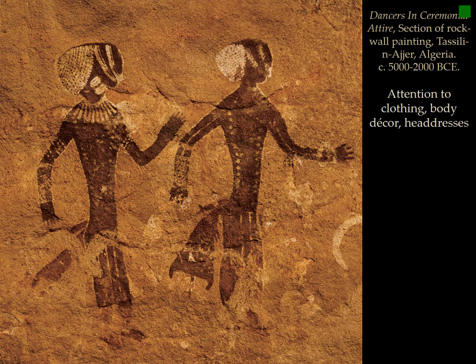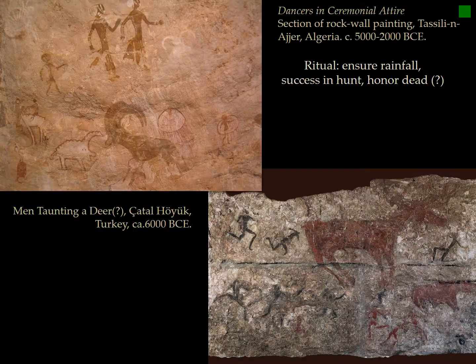Here, the dancers in ceremonial attire, a section of rock wall painting from around 5,000 to 2,000 BCE, show that these peoples paid great attention to clothing, body decor, and headdresses, so that we can fairly accurately get an idea of what they would have looked like and what they would have worn.